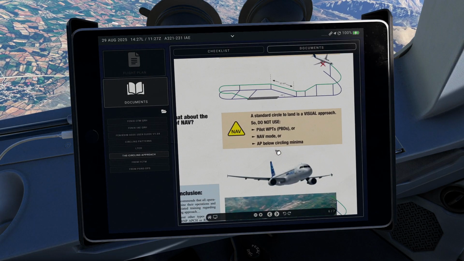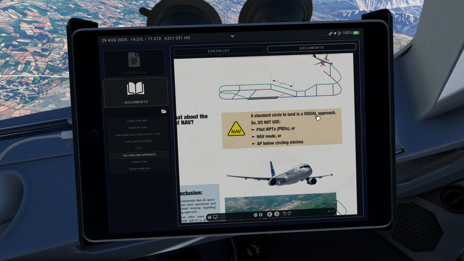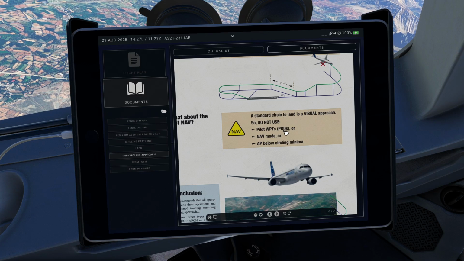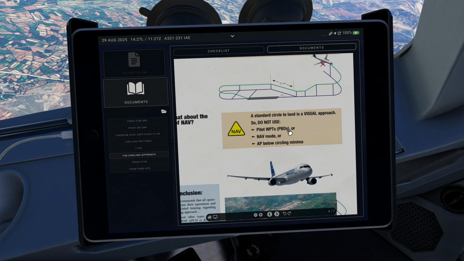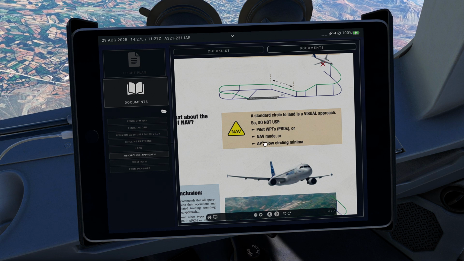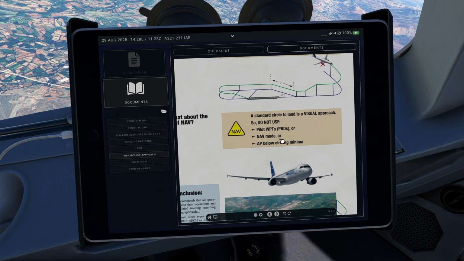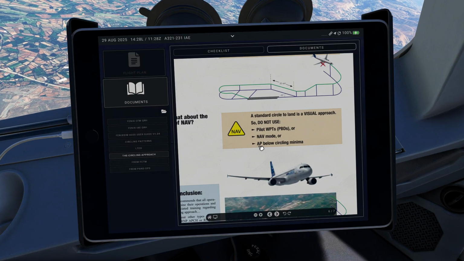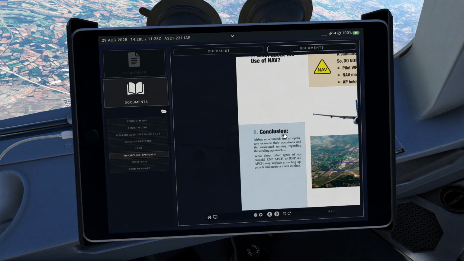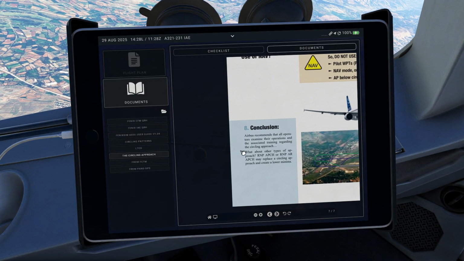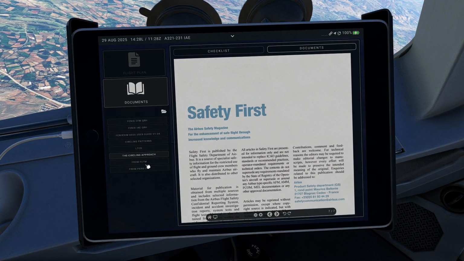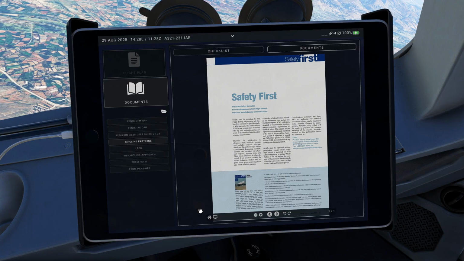Okay, that's all, and the last item that is very important: a standard circle to land is a visual approach. So do not use pilot waypoints or place-bearing-distance points made manually, you are not allowed to use NAV mode, and you are not allowed to use autopilot below the circling minima. That's all for this briefing, and let's go for the circling pattern.